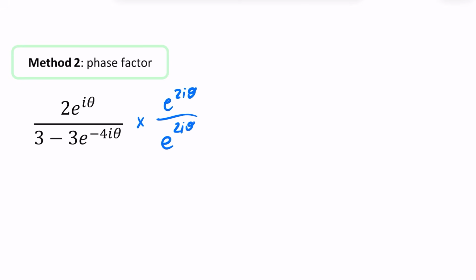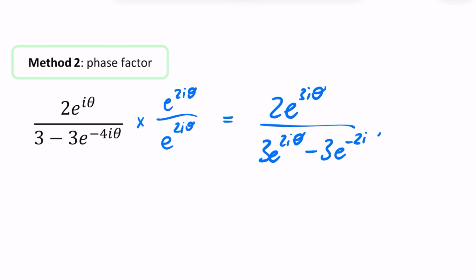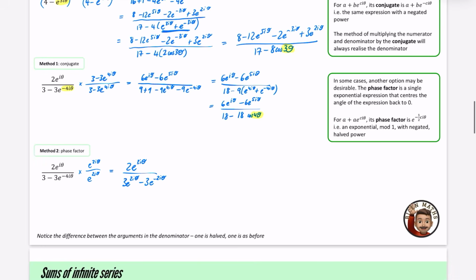So let's see what happens. Numerator I'm not bothered about. It's going to be a 2e to the 3i theta. The denominator is a 3e to the 2i theta. So I've now just given this an angle of a 2 theta. This one is now going to go from a minus 4i. I'm going to give it 2 more. It's going to go to a minus 2i. So we get a minus 3e to the minus 2i theta. This is what I meant about it centering the angle of the expression back to 0. In between the 2i theta and the minus 2i theta is the 0.